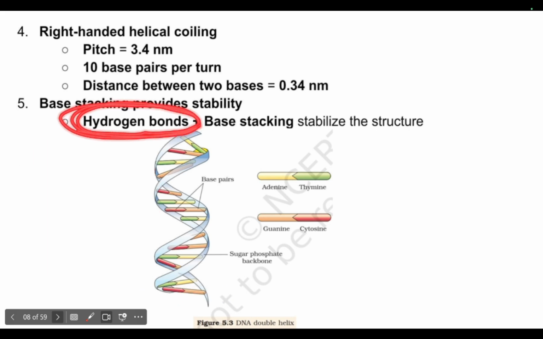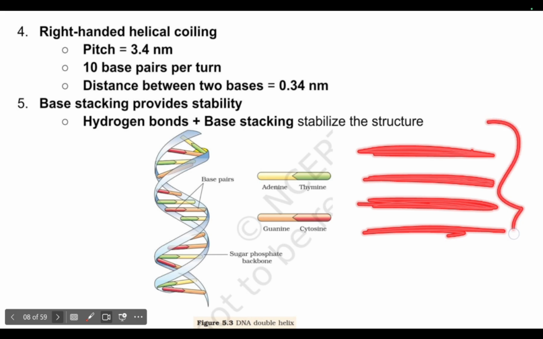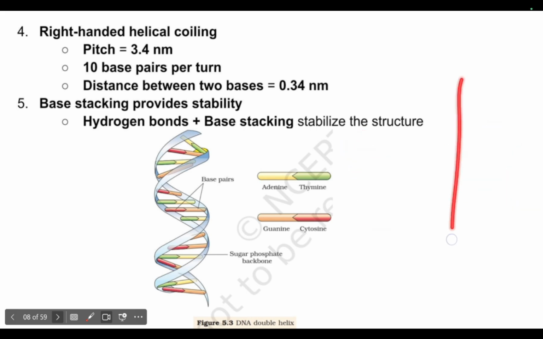Hydrogen bond will keep these two strands together. So this is one of the ways to stabilize. Another is called base stacking. So base stacking means one pair and just below is another pair, then again another pair, another pair. So this overall is called base stacking, and this will stabilize the overall structure of DNA.